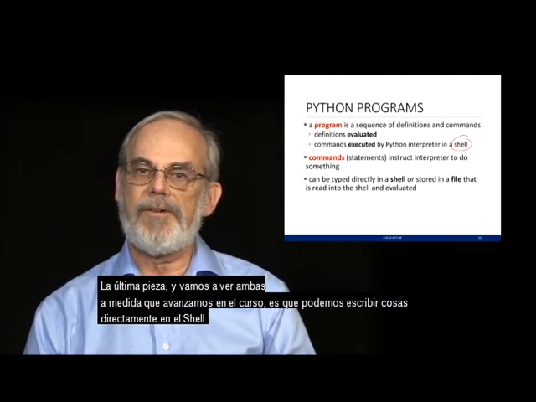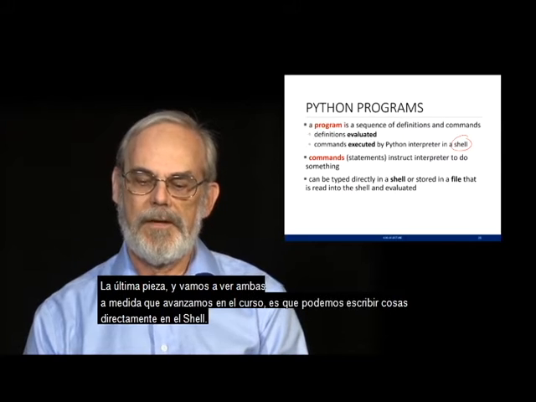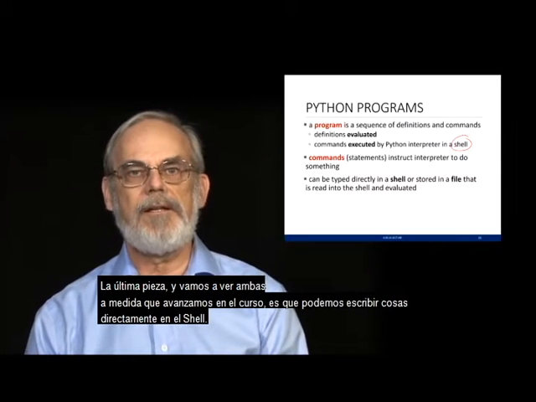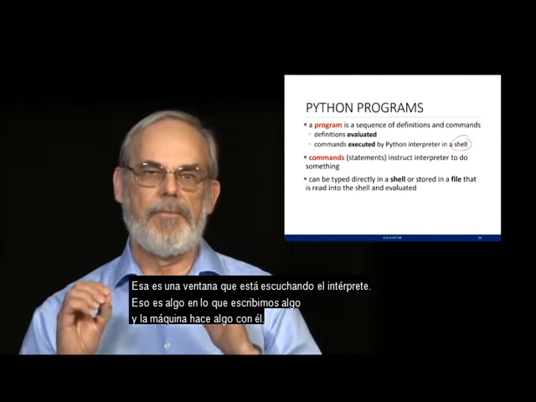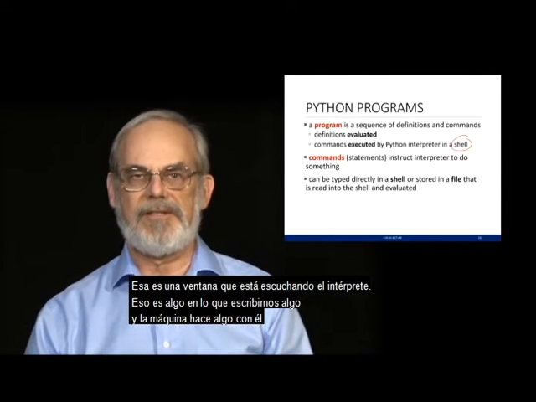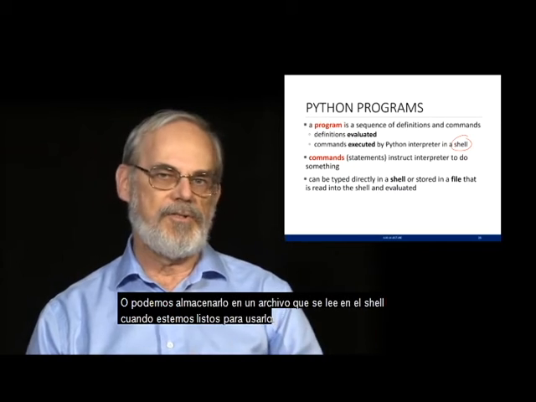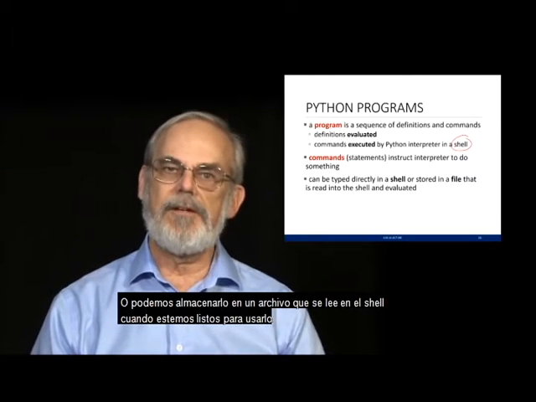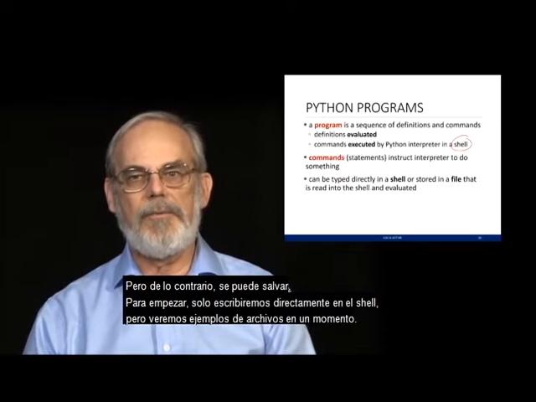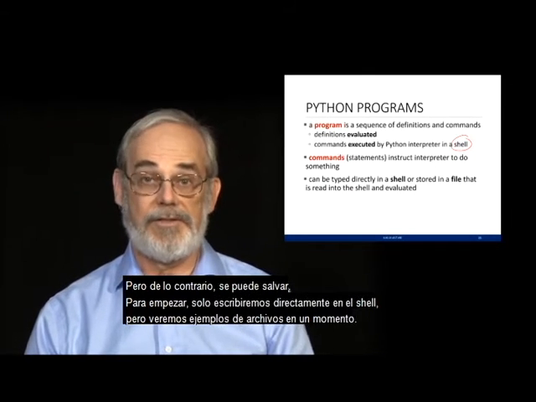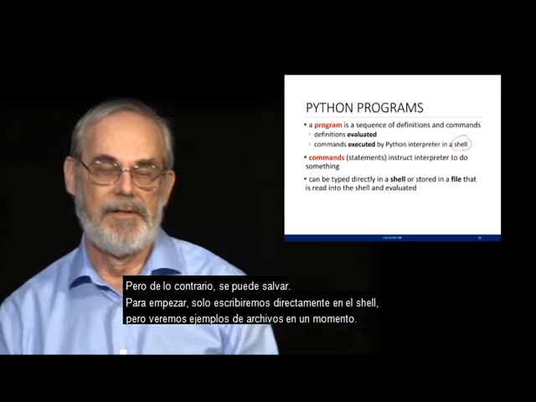The last piece, and we're going to see both of these as we go through the course, is that we can either type things directly into the shell. That's a window that the interpreter is listening to. That's something where we type something in and the machine does something with us. Or we can store it in a file that gets read into the shell when we're ready to use it, but otherwise can be saved away. To start with, we're just going to type directly into the shell, but we'll see examples of files in a little bit.